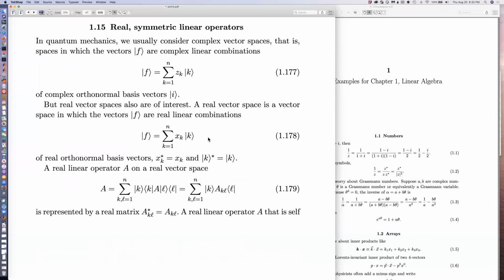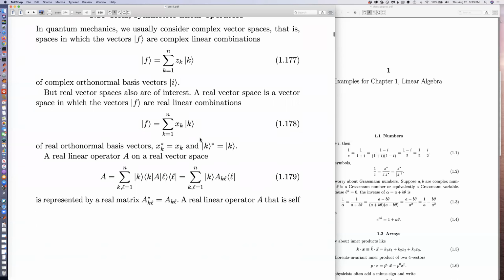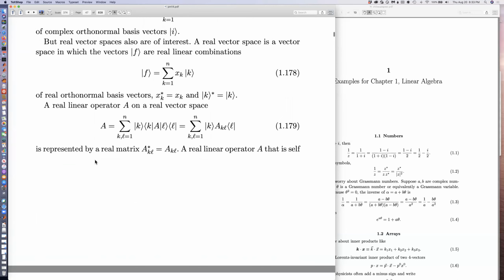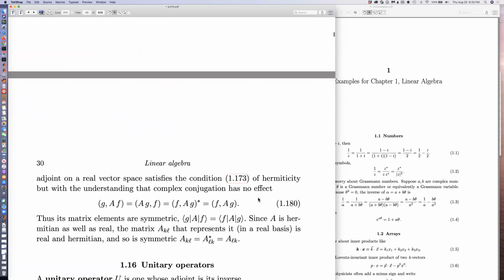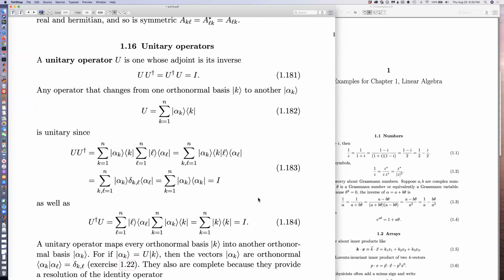Let's now look at real symmetric operators for a moment. In quantum mechanics, we consider complex vector spaces. Well, you can consider real ones also. So this is a vector that's real. These are real numbers. Here they're real numbers, there they were complex. And we mean here that K star is K and X star is X. And a real linear operator does that, and it's represented by a real matrix. And if it's self-adjoint, we have these relations. All right, so I think we can skip that.